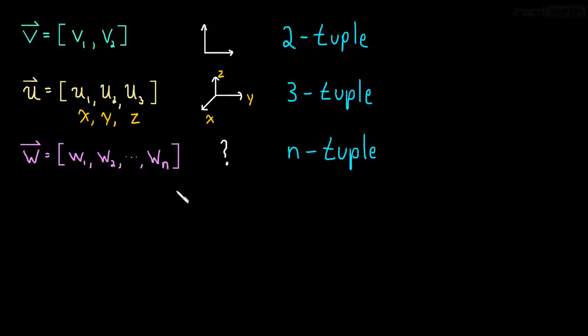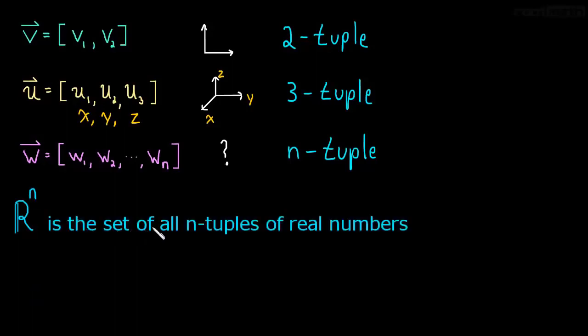Okay, now we have the tools for talking about the definition of Rn. Rn is really just the set of all n tuples of real numbers. So for example, if you have a vector V with 2 components, that is an element of R2, because R2 is the set of all two tuples, and V is just one of those two tuples. So V must be in R2.